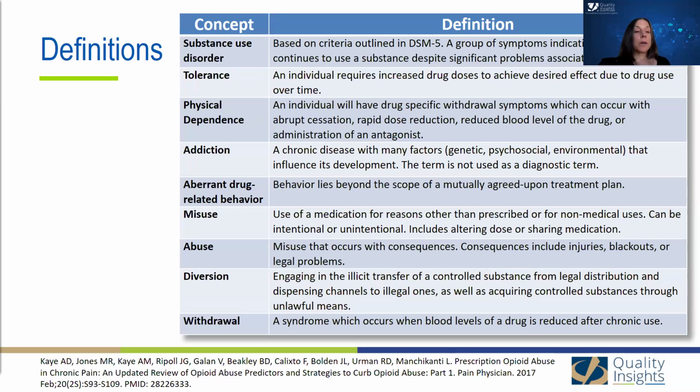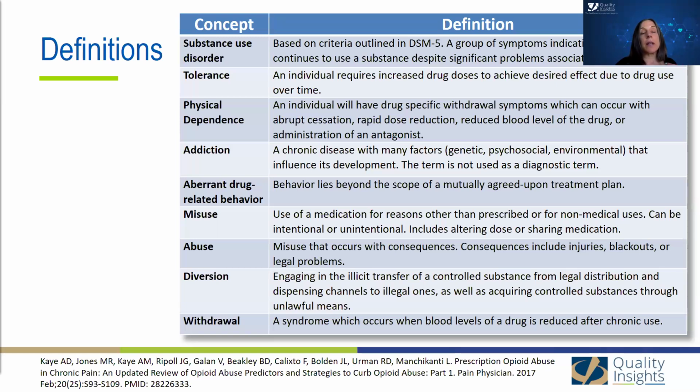Diversion, I'm sure you're all familiar with diversion, but that occurs when there's the illicit transfer of a controlled substance from the legal distribution. So basically, from the start of the legal distribution to dispensing channels, when anything kind of goes awry. And then addiction as a chronic disease is something that we really need to think about.